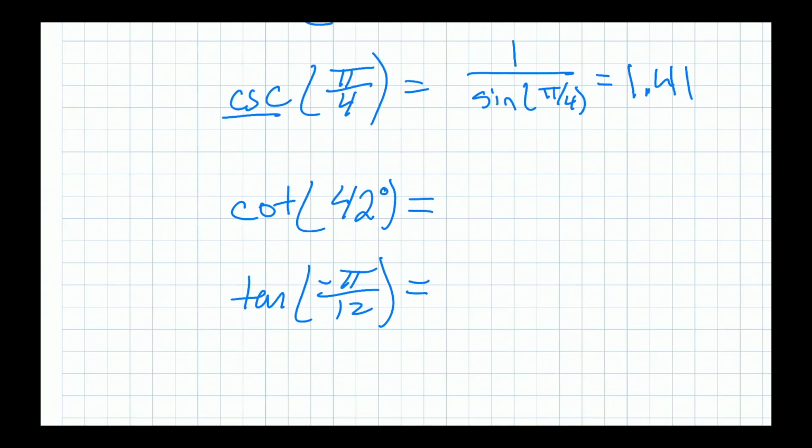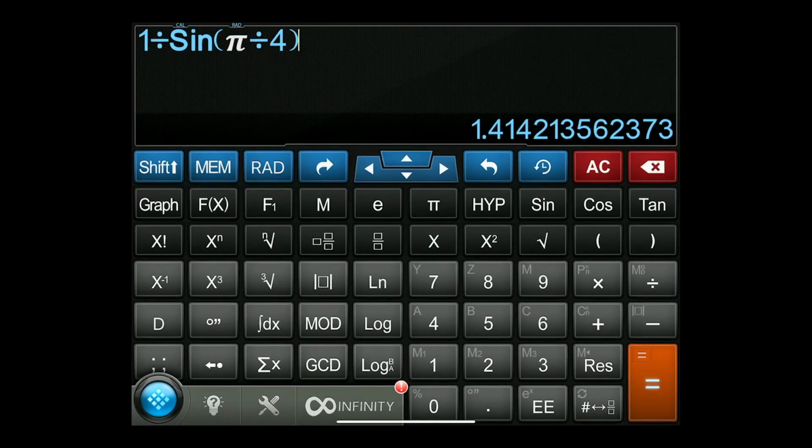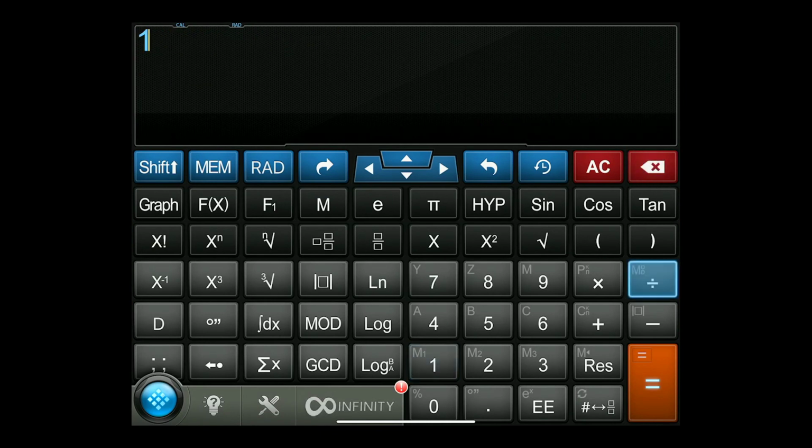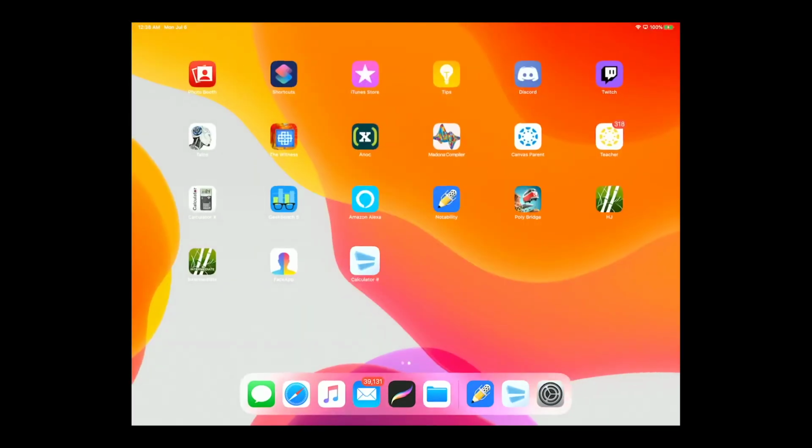All right, same thing here. Cotangent 42 degrees. Cotangent is 1 over tangent 42 degrees. So go back there. Tangent 42. 1 over tangent 42. That's in degrees, so switch back to degree mode. Hit enter. 1.11.